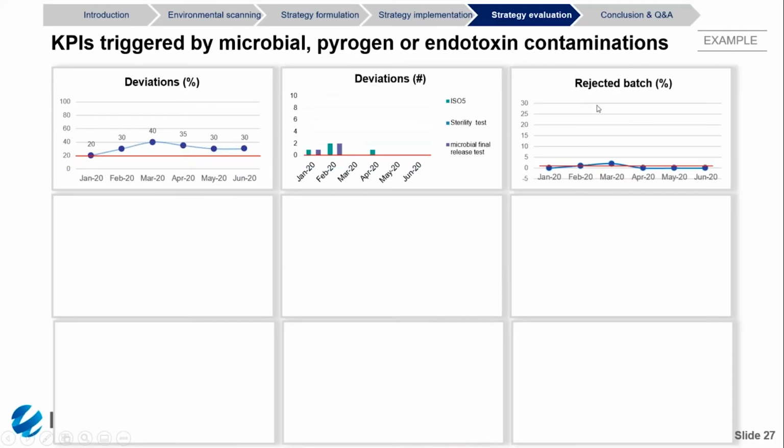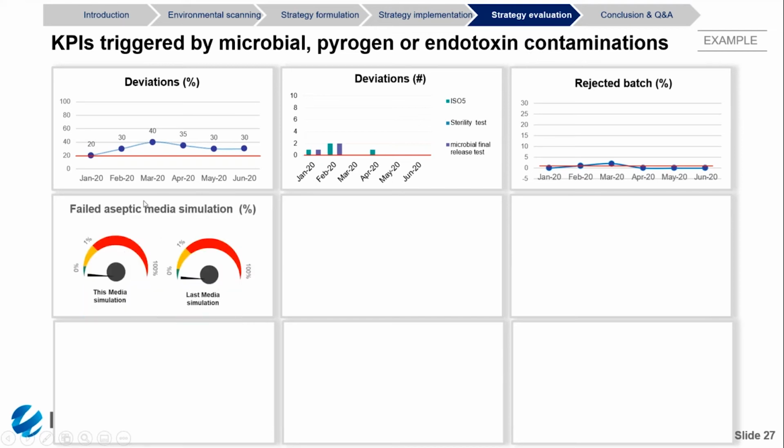Then you can look at rejected batches, so the number of batches that have been rejected each month, and understand why they have been rejected. It has to be rejected due to microbial, pyrogen, or endotoxin contamination, or even particle contamination. Here, you should add particle to the title. There is a missing term here: it's particulate matter.